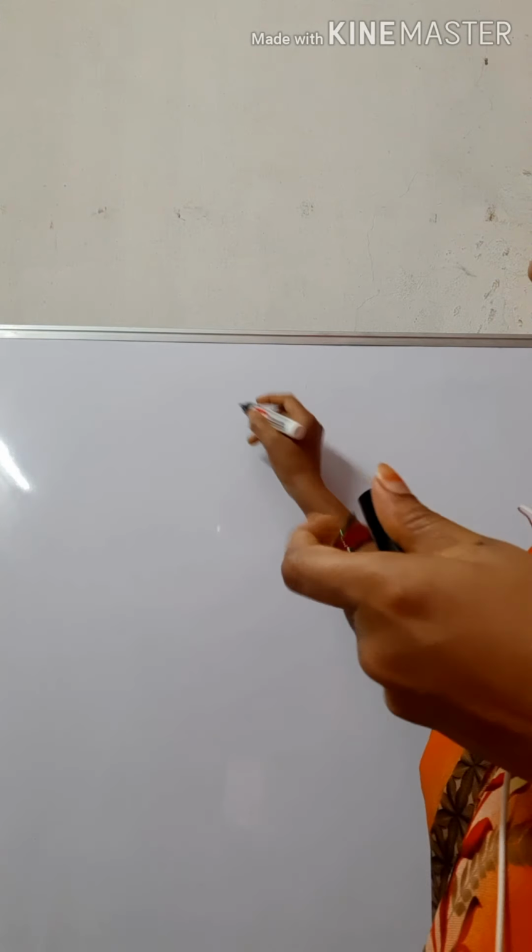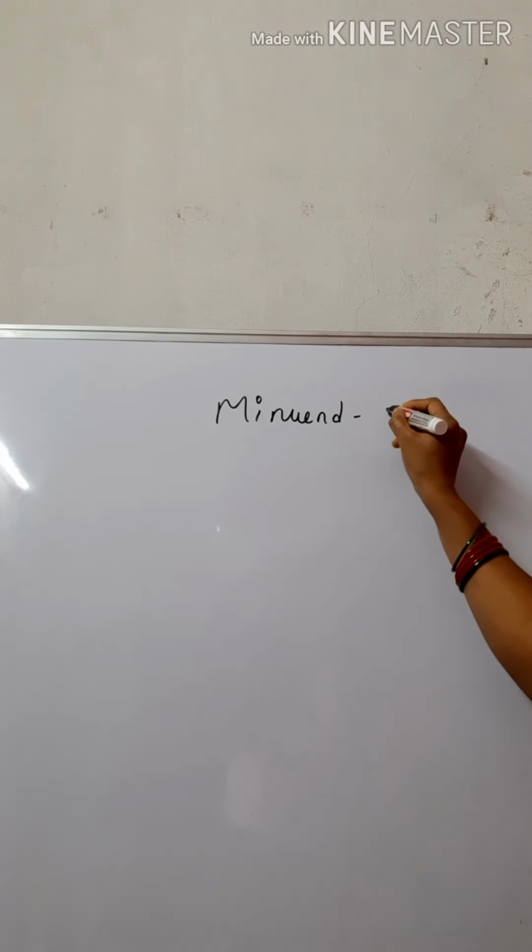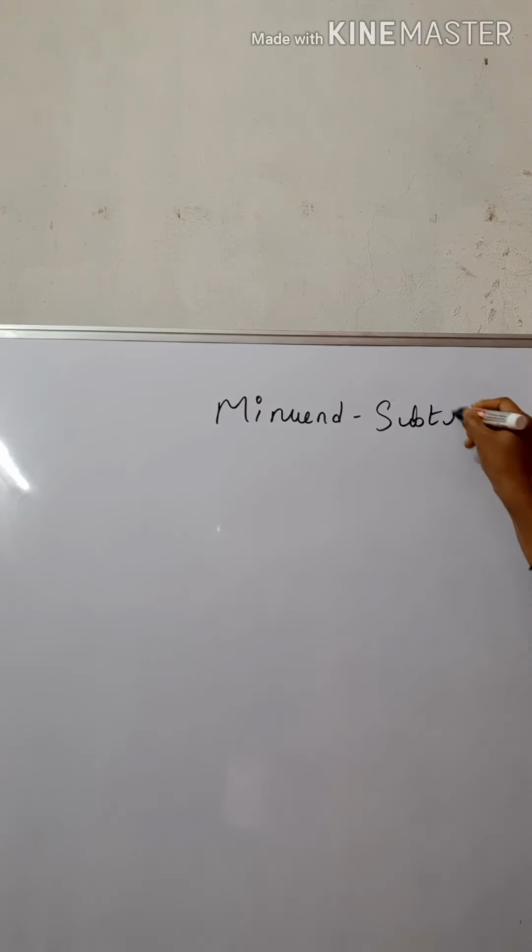Okay, now if you want to get back again, what do we have to do? Again, if you join together these 5 and 2, then how many will we get? 7. So what is the formula we have in subtraction, children? Minuend minus subtrahend is equal to difference.